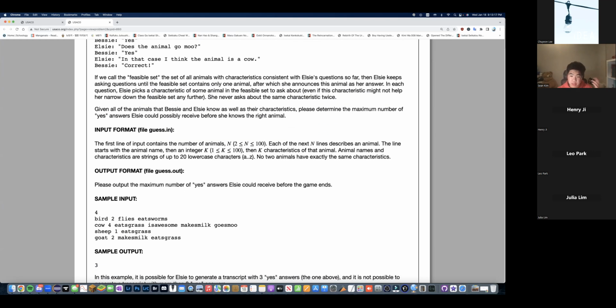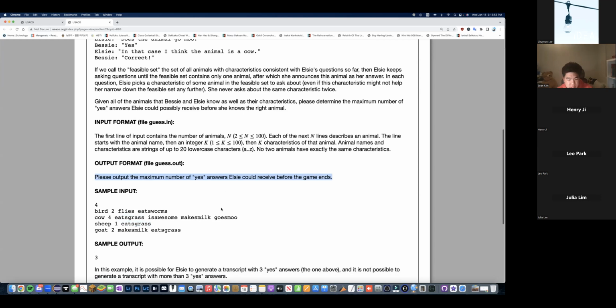So the input format would be n. The next n lines will give the name of the animal, an integer listing how many characteristics there are, and then the characteristics. And it says here you're guaranteed that no two animals will have the same characteristics. That does not mean you can't have eats grass together. It means sheep one, which eats grass and makes milk, and goat two can't be the same. And basically you have to output the maximum number of yeses.